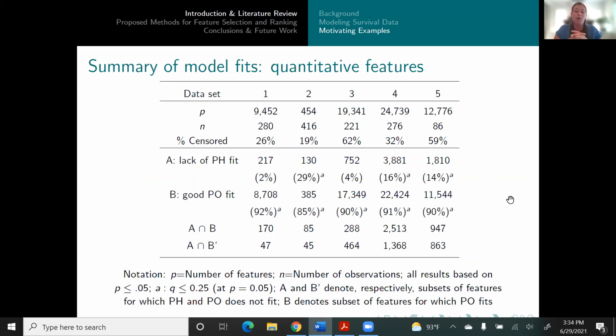So here you can see a summary of model fits using quantitative, the continuous features across the 5 data sets. And the first thing we want to highlight is that the PH model does not fit a large fraction of genes, particularly in data sets 2, 4, and 5. And then if we look at the PO fit, we can see large fractions of those features are fitting the PO model across all 5 data sets. What's particularly interesting is if you look at the subsets A and B, this is where the PO model fits and the PH model does not fit. And you can see a large fraction of the features for which the PH model does not fit. The PO model is providing a nice alternative and fitting a large fraction of those particular features.